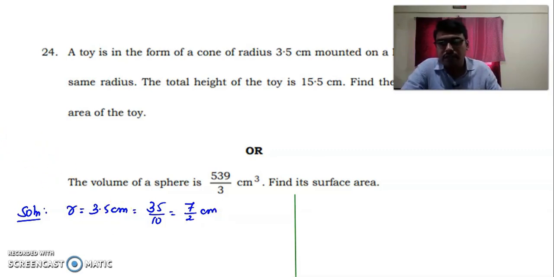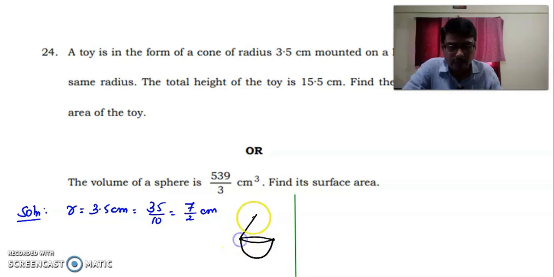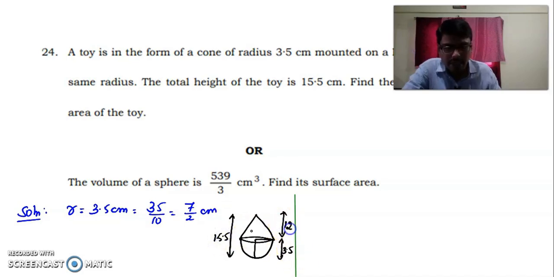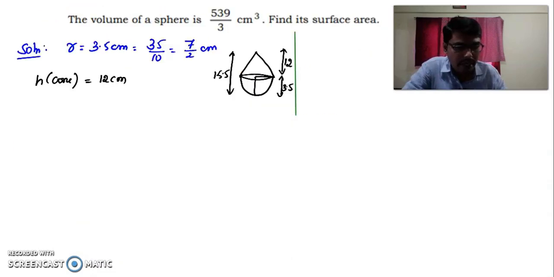So the toy is like this. We have a hemisphere on the bottom and a cone on the top. So the total height is given. The height of the hemisphere, we all know, is equal to the radius, and total height is given. So total height, I am going to write it on the left side, is equal to 15.5. If I subtract this, the height of the cone will become 15.5 minus 3.5, that will become 12 centimeter. So this is the height of the cone.